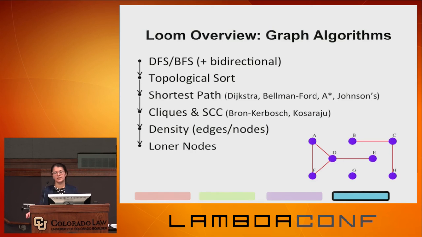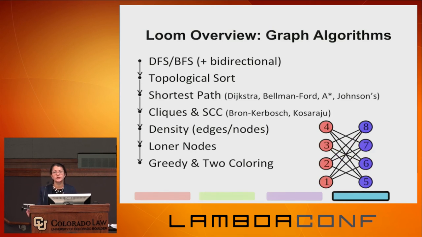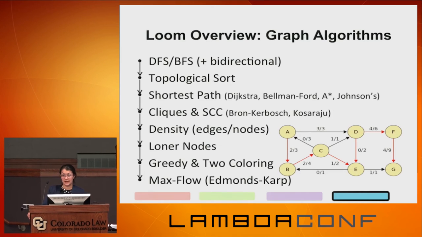There are also greedy coloring and two coloring algorithms. Greedy coloring, as soon as it cannot find a color from the currently used set of colors, just assigns a new color. And two coloring is used to figure out whether the graph is bipartite. So if you're able to do two coloring on a graph, that means your graph is bipartite. And there's also a max flow algorithm using Edmonds-Karp, which finds a feasible flow that is maximum through a single source, single sink flow network.